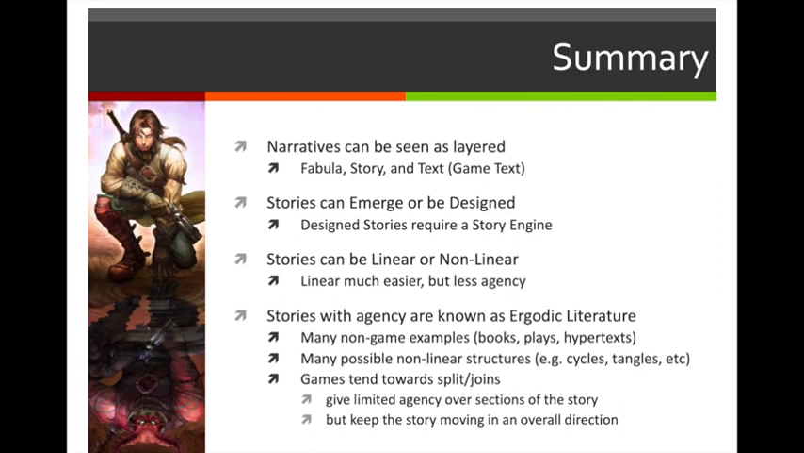Stories with agency are known generally as ergodic literature. There are many non-game examples, and also work out there on the sorts of structures that exist that we can draw on. And games tend toward these split joins, which give players limited agency over sections of the story, but generally keep your story moving in an overall direction and make the thing manageable.